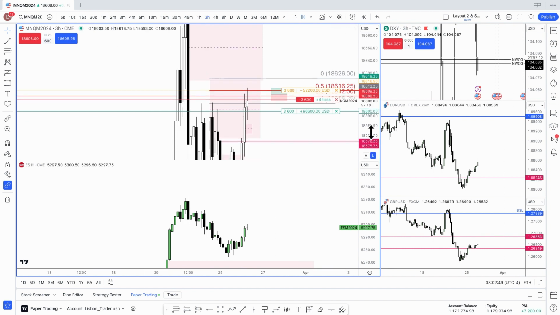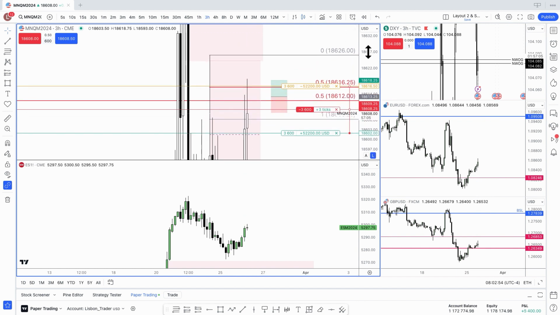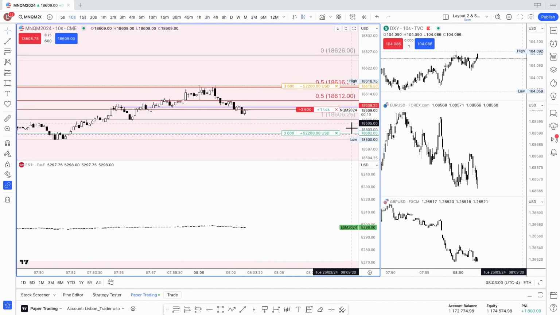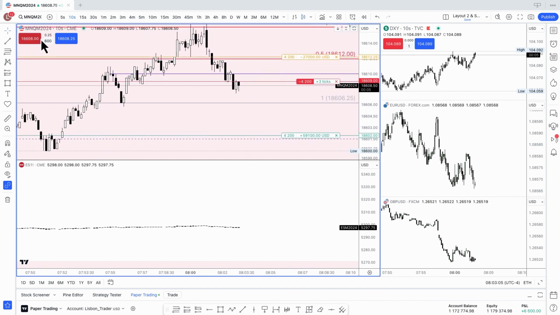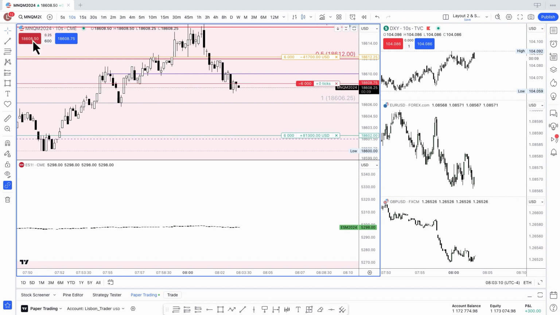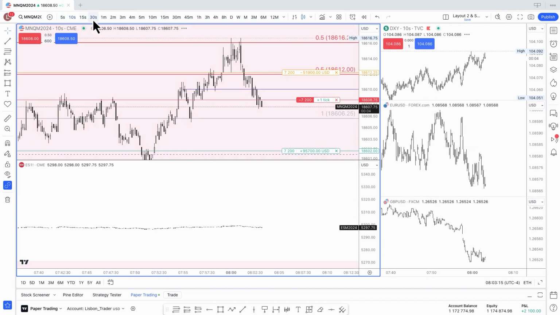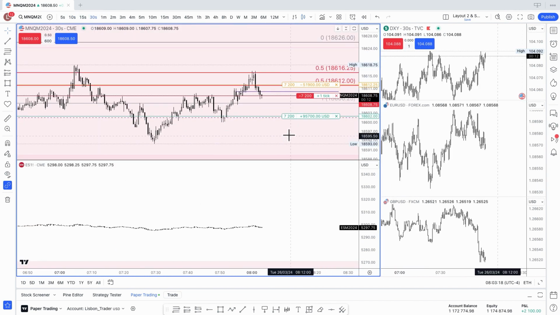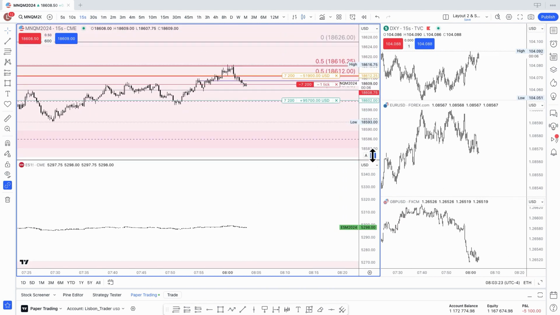There's this level here. So we are turning to shorts. Selling. Let's build a 50k position. There. 30-second chart. Check where OT is.